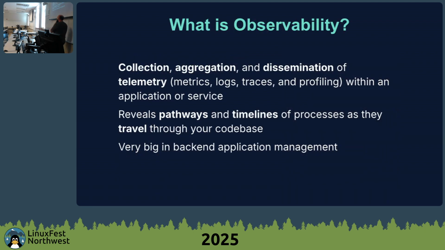Okay, so what is observability? It's the collection, aggregation, and dissemination of telemetry, which is metrics, logs, traces, things that naturally occur within your application, and also profiling, compounded into one singular source that you can take, rearrange, and create new insights from over time. It reveals pathways and timelines of processes as they travel through your code base.